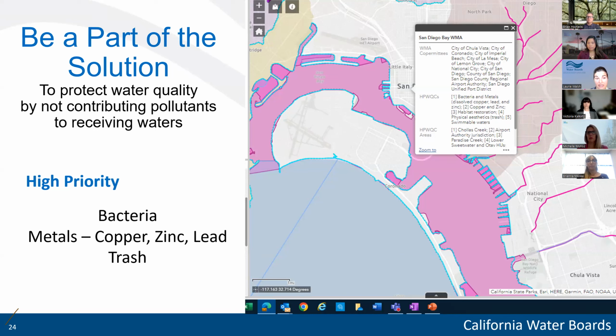So the high priority for San Diego Bay is bacteria, it's these metals, it's trash. And when contractors or when people pressure wash sidewalks for the reasons Brian mentioned, even sanitary issues, the expectation is that these contractors do it in a way to control pollutants, because if they don't, then it is an illegal discharge and it is a contributor to the water quality that we're seeing in our creeks, streams, bays, wetlands, and, you know, our San Diego Bay here. Next slide, please.